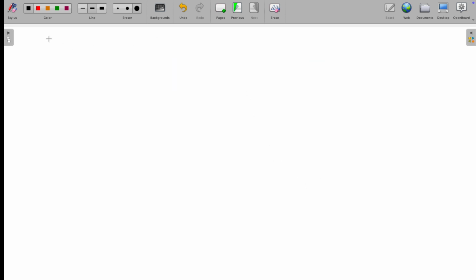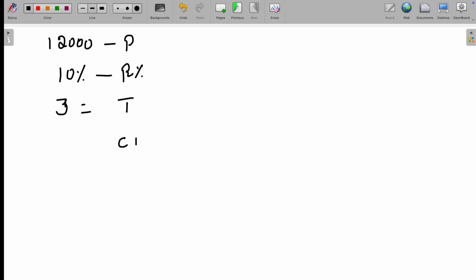Let's take it. 12,000 is the principal. Rate of interest is 10 percentage. Time is 3 years. One more I will do, then you can find out. I want to find out compound interest. Observe here, how to find out compound interest.